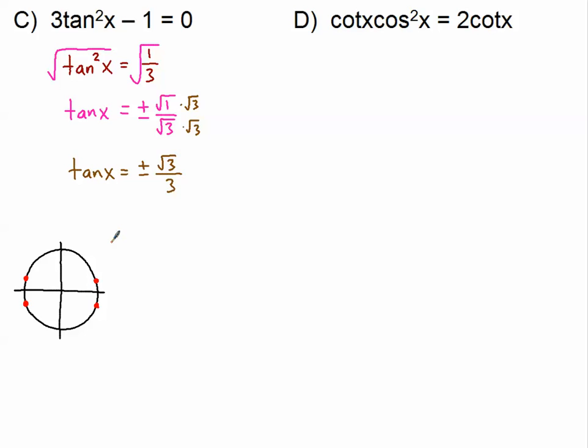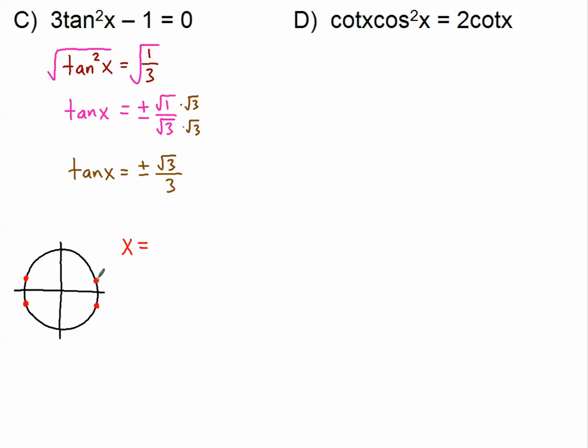But if I'm looking for all possible values, I still have some work to do. Now, some people will answer this with 4 different answers. They'll say pi over 6 plus 2 pi k, 5 pi over 6 plus 2 pi k, 7 pi over 6 plus 2 pi k, and 11 pi over 6 plus 2 pi k. And that would be the answer. That's absolutely fine. But what I'm going to do is be a little bit more efficient.